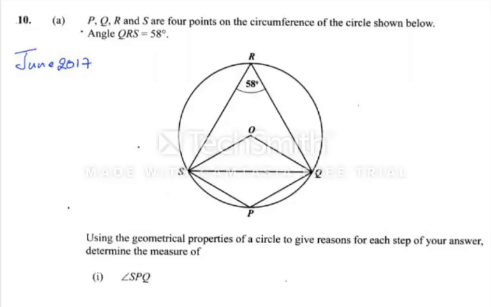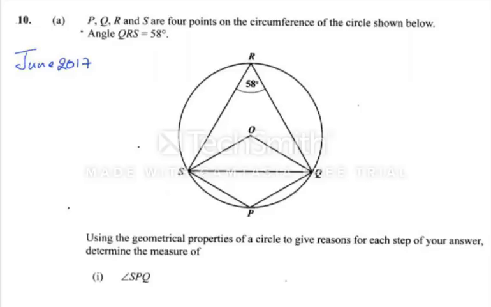All right. This question is question number 10 from the June 2017 paper. Here's what it says. P, Q, R, and S are 4 points on the circumference of the circle shown below. Angle QRS is equal to 58 degrees. Using the geometrical properties of a circle to give reasons for each step of your answer, determine the measure of angle SPQ. All right, so the first thing we need to do is identify this angle.